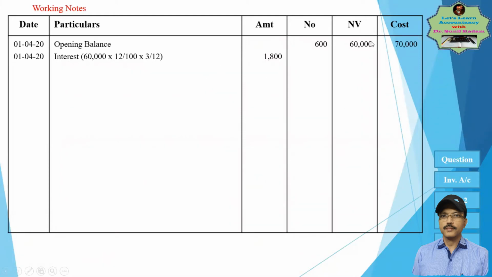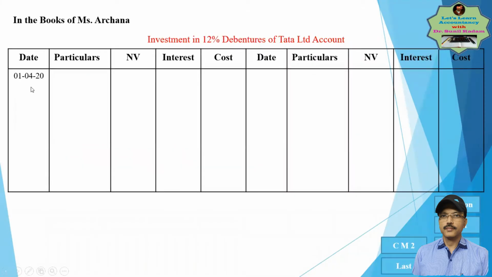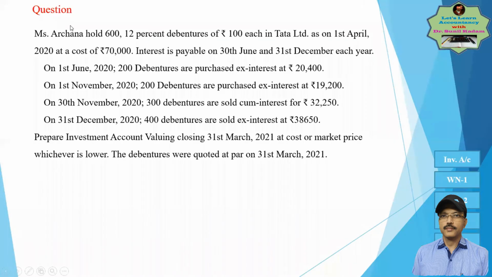So this will be recorded in the investment account. Let's record it. 1st April, balance 60,000. Interest just now calculated, 1,800, and the cost given is 70,000, recorded. Let's check. This one we have recorded. The first transaction: bought 600 debentures of 100 each, that is nominal value, for 70,000. And we worked out the interest on it.